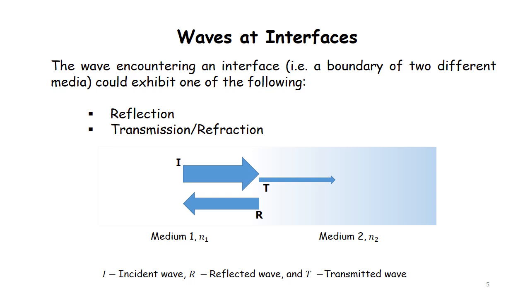So a wave encountering an interface would exhibit either reflection, where the wave would be totally reflected, or total refraction, which we now call transmission, or certain percentage components will be reflected and some transmitted, depending on, again, several properties that we have earlier considered.